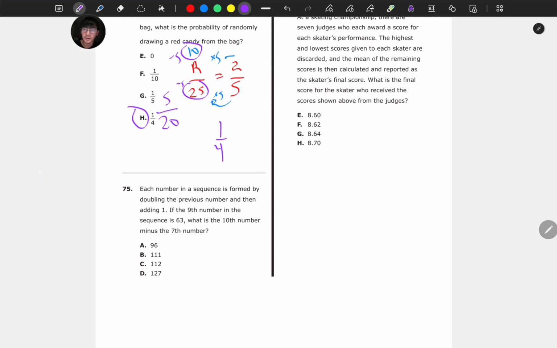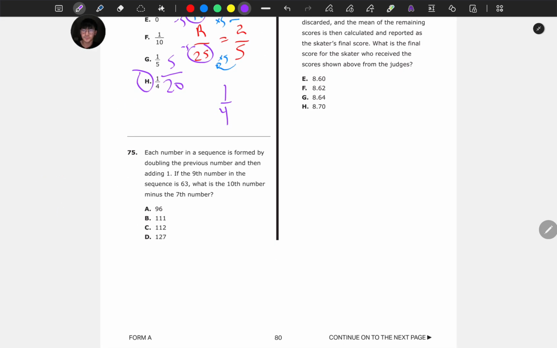Okay. Algebra. Oh yeah, so look, each number in a sequence is formed by doubling the previous number, and then adding 1 to it. If the ninth number in the sequence is 63, so they tell you specifically, I made a video on sequences, by the way. This is talking about that, so that might be helpful. What is the 10th number minus the 7th number? So that means we need to find the 10th and then the 7th and then subtract.